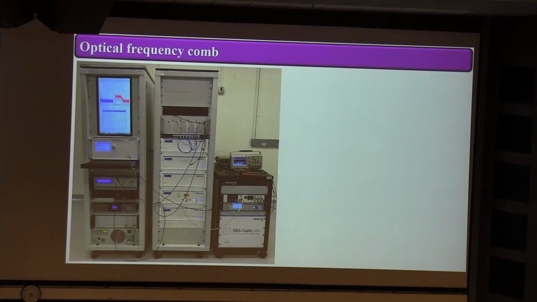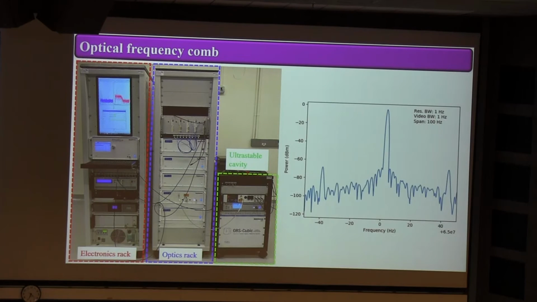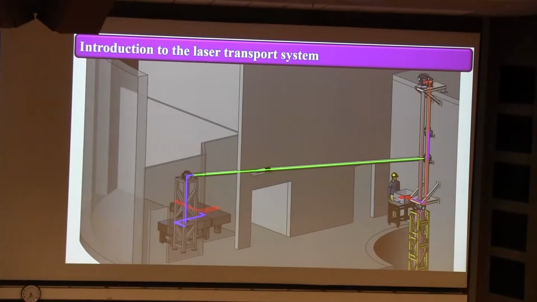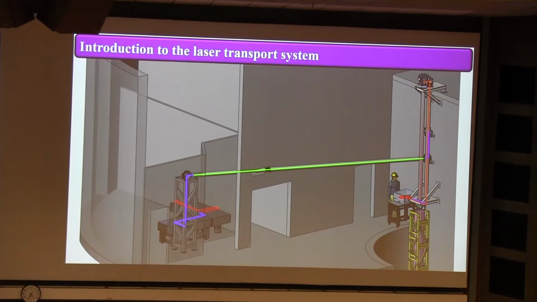Here's a photo of our frequency comb, which is in turn stabilized to this ultra-stable cavity. This shows a beat note. This beat note shows the alignment is on the order of hertz. All right, so it turns out that our laser system is actually located pretty far from the interferometer, so we have to play a few tricks to deliver the beam without any errors.